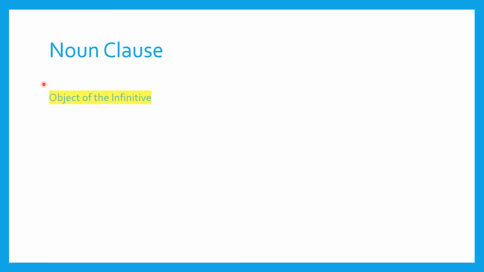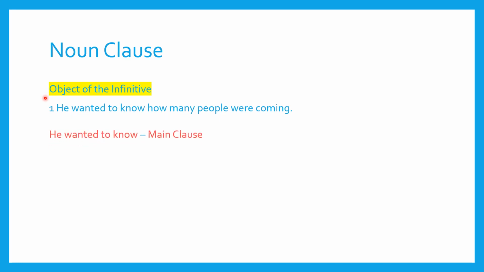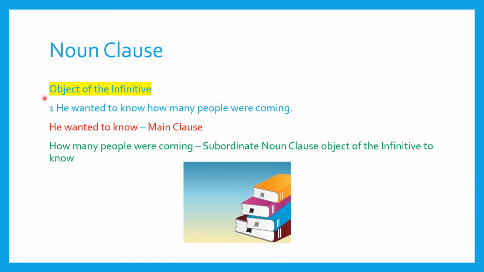Noun clause, object of the infinitive. The infinitive is also called a non-finite verb. It is a verb whose form does not change whatever the tense of the sentence may be. Examples of infinitives: to know, to do, to go, to jump, to run. These are all infinitives. Look at the following example.